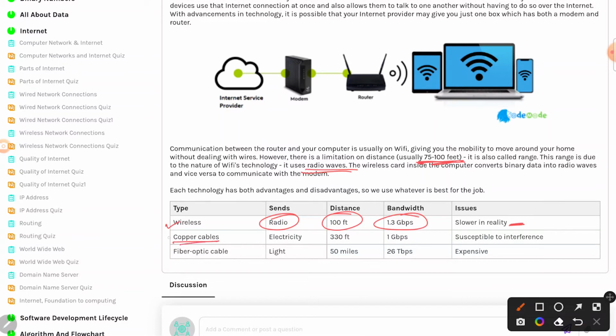Then next comes the copper cables. These two are the wired connections we learned in the last class. Copper cables send electricity. Its distance is usually up to 330 feet. It has 1 gigabyte per second bandwidth, and it may have some interference. It has its own limitation. Now, fiber optic cable sends light waves, and it goes up to 50 miles, and it's really high in terms of bandwidth. But of course, it is expensive because you have to lay down those wires under the ground and all of that. So now you understand all three primary types of connections, out of which two are wired and one is wireless. This one.